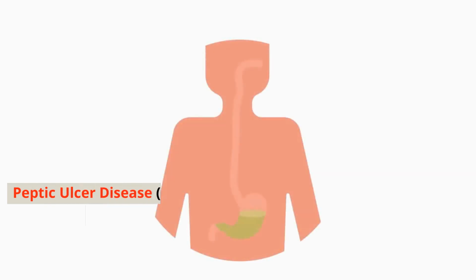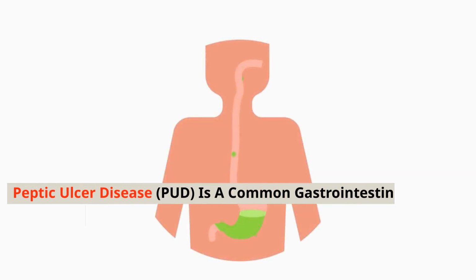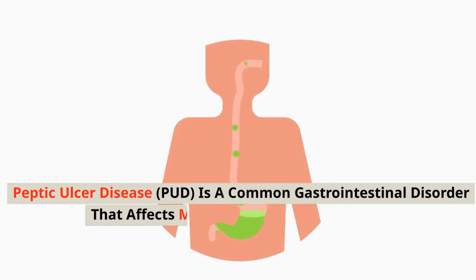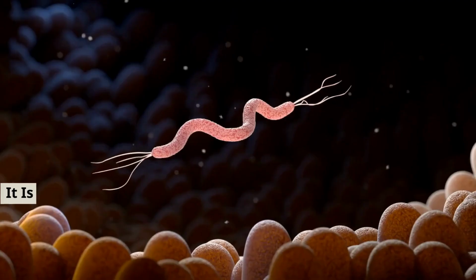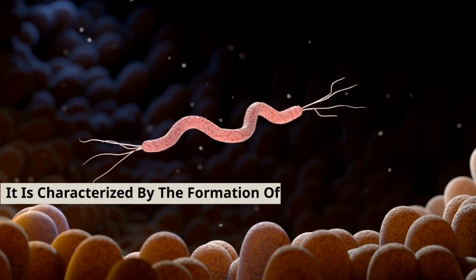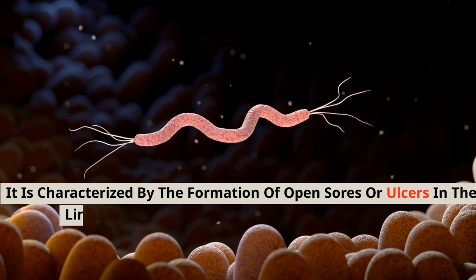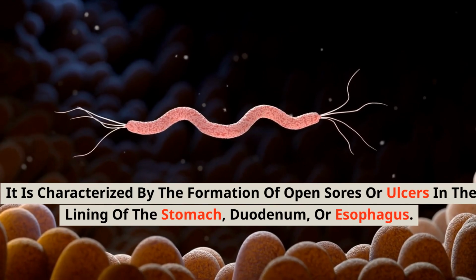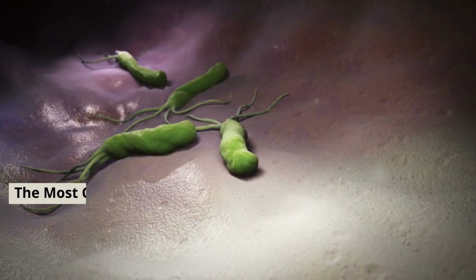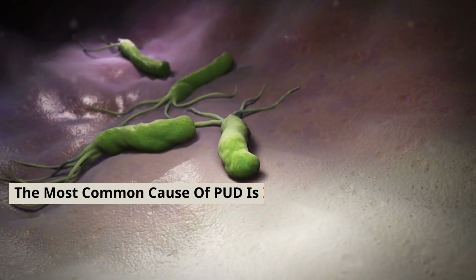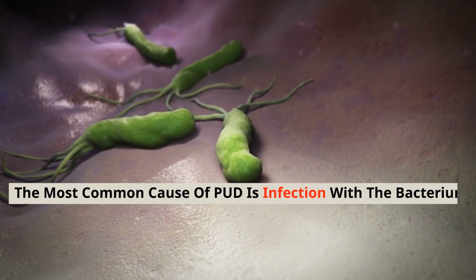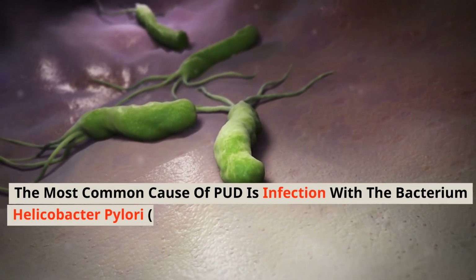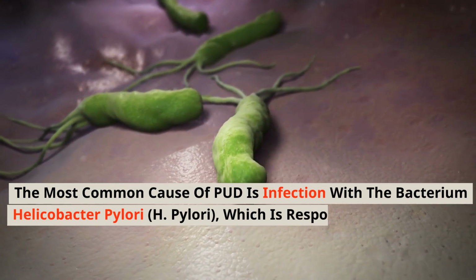Peptic ulcer disease, PUD, is a common gastrointestinal disorder that affects millions of people worldwide. It is characterized by the formation of open sores or ulcers in the lining of the stomach, duodenum, or esophagus. The most common cause of PUD is infection with the bacterium Helicobacter pylori, H. pylori, which is responsible for up to 80% of cases.